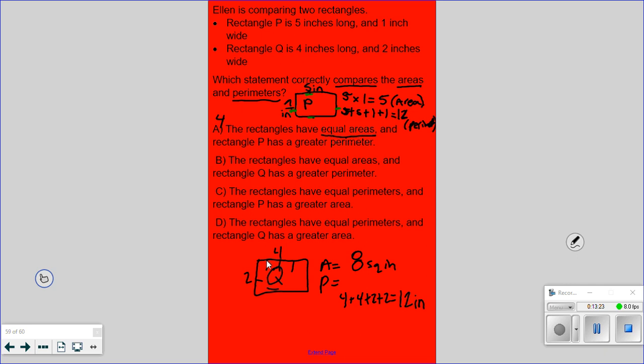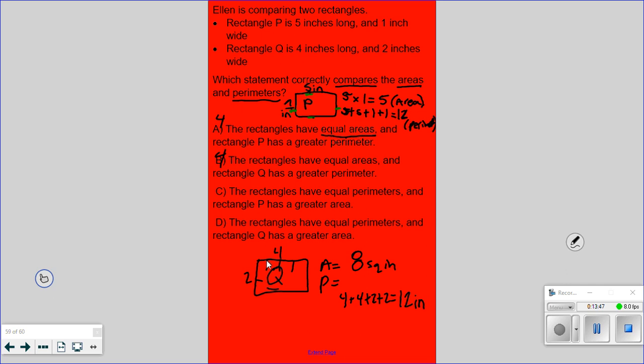Rectangle P had an area of 5. Rectangle Q had an area of 8. Not a good answer. The rectangles have equal perimeters. Do they have equal perimeters? Yeah, they have the same perimeter. And rectangle P has a greater area. No. All right, let's look at our last one.